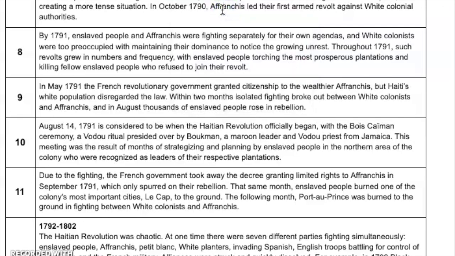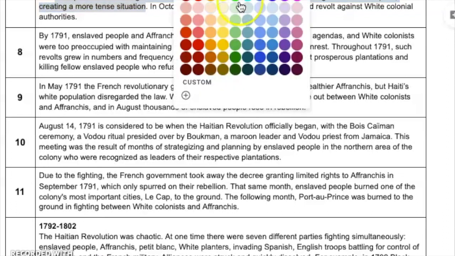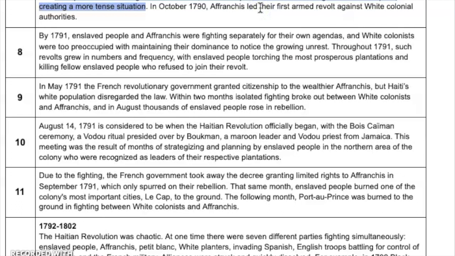However, these laws left open the issue of rights for Afranchis, and white planters refused to recognize them as equals, creating a more tense situation. In October 1790, Afranchis led their first armed revolt against white colonial authorities. Now, this is somewhat political, but it's also a social movement. They didn't actually write into any laws that Afranchis did or did not have rights, but they definitely believed it or said it out loud, which is going to create tension between the two groups.